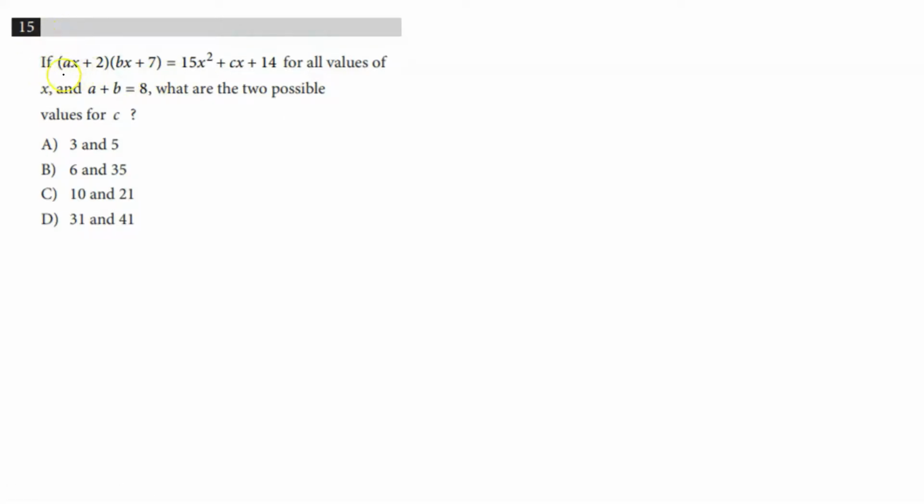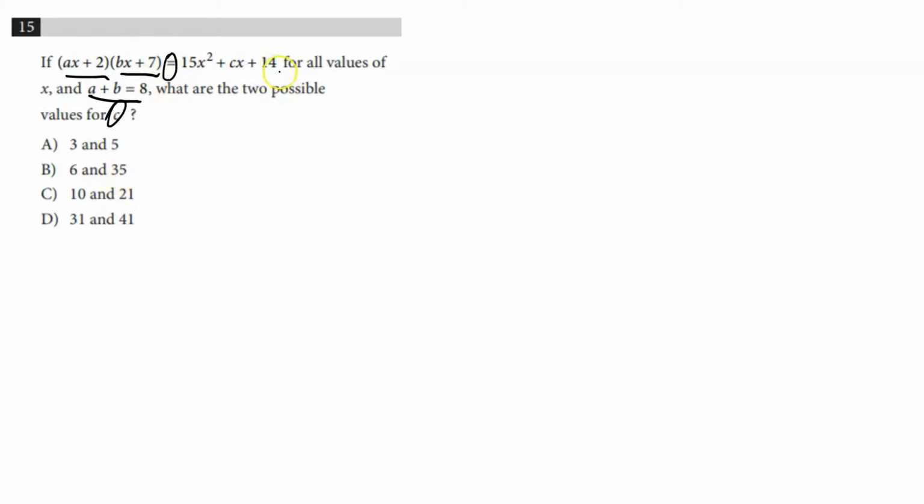Number 15. If quantity ax plus 2 times bx plus 7 equals 15x squared plus cx plus 14 for all values of x, and a plus b equals 8, what are the two possible values for c? Well, right off the bat, we have two quadratic expressions, one unfactored on the right side and one factored on the left side, and we're trying to equate them.